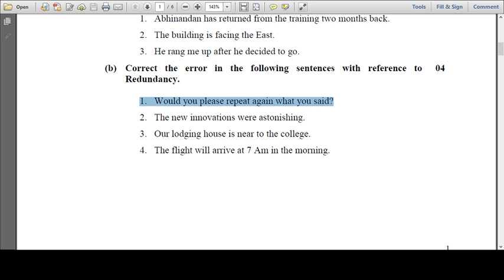Now if we see the next one, the new innovations were astonishing. Now here you can easily find the word. Which word is the redundancy? We have to correct the sentence. If this type of question is asked in your exam, don't only write the word you are going to remove, but write the full sentence, as I am writing in your comment section.